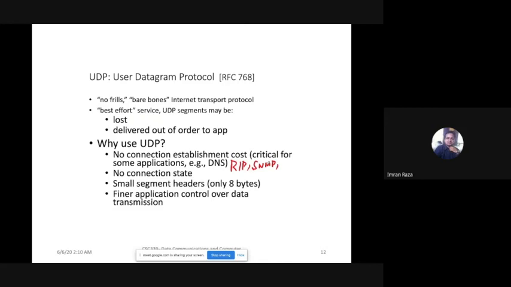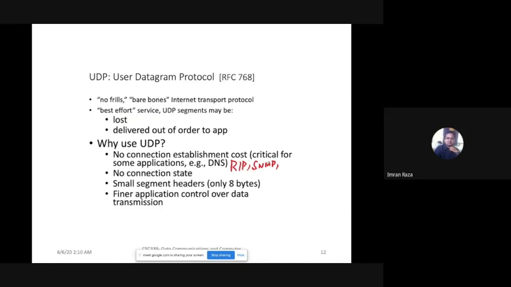And UDP has, in a minute we'll see, a small segment header size, only 8 bytes. So it takes less time to be processed, and that's why it's fast. And we can always have a finer application control over the data transmission. Means UDP is, yes, connectionless.